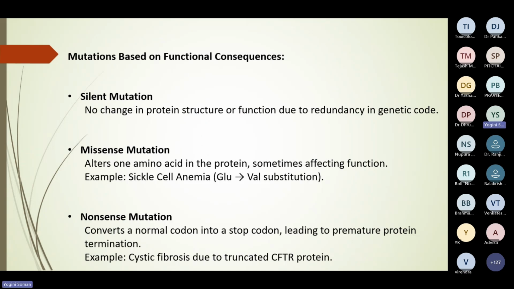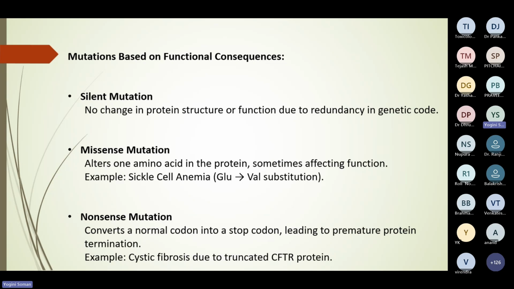So again, the mutations based on the functional consequences. There are again three types. First is a silent mutation, then the missense mutation, and then nonsense mutation. So what is silent mutation? No change in the protein structure or function due to the mutation. The second one is a missense mutation, which alters one amino acid in the protein, which affects the function.